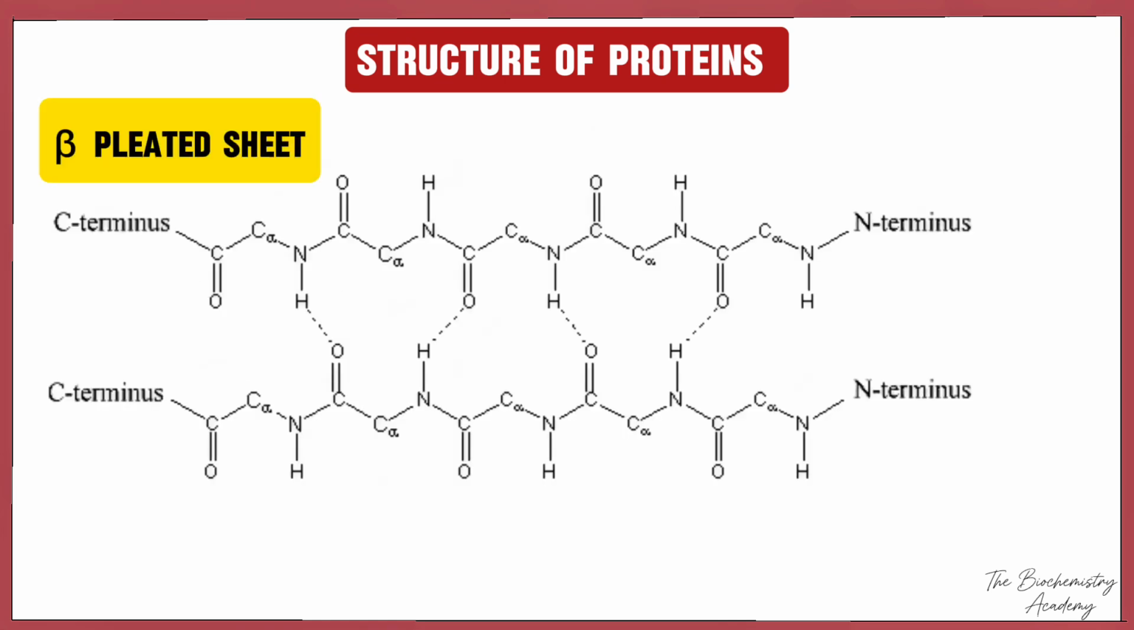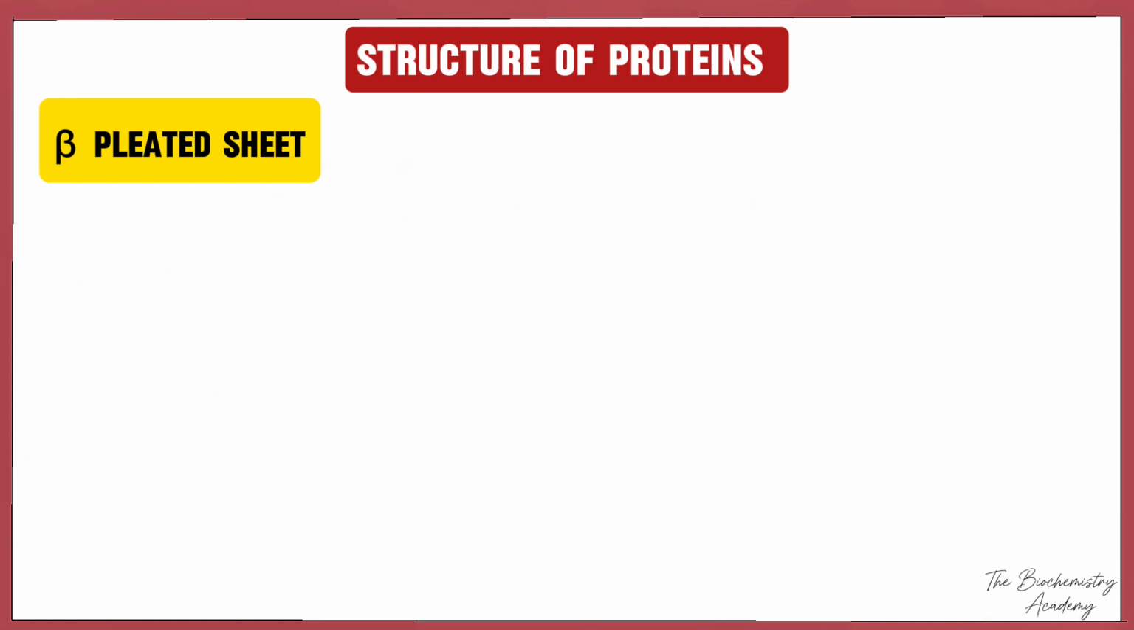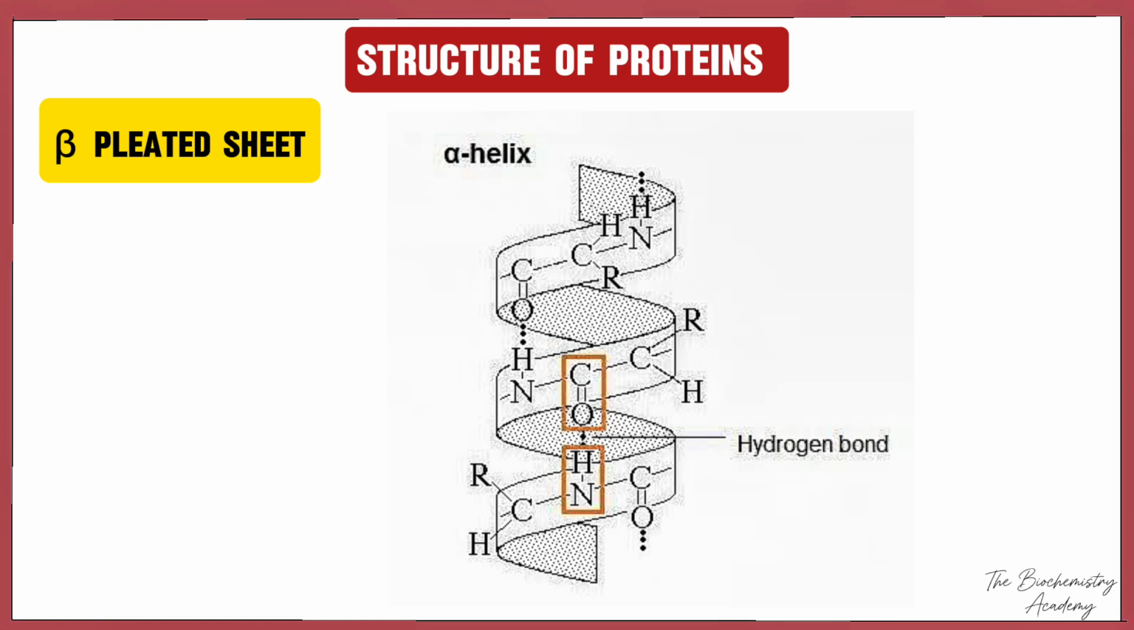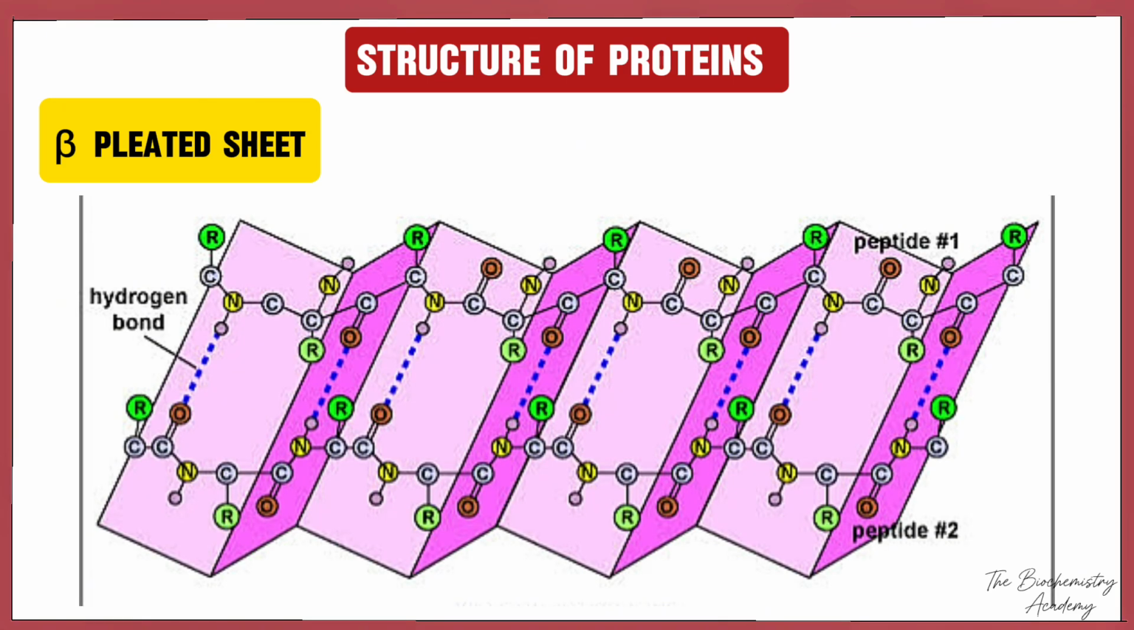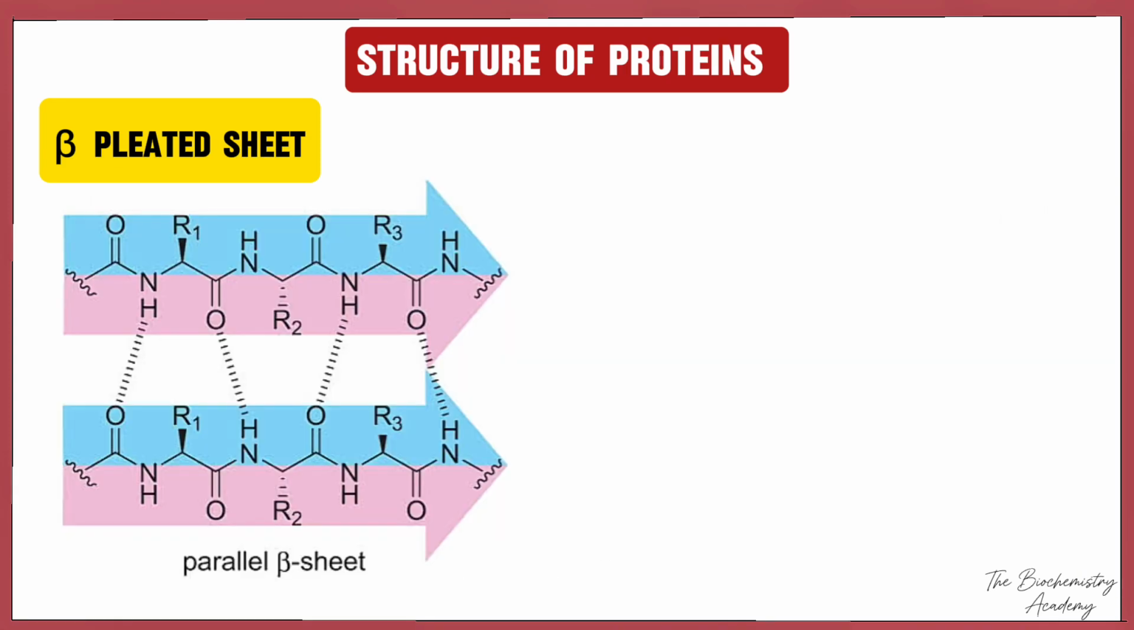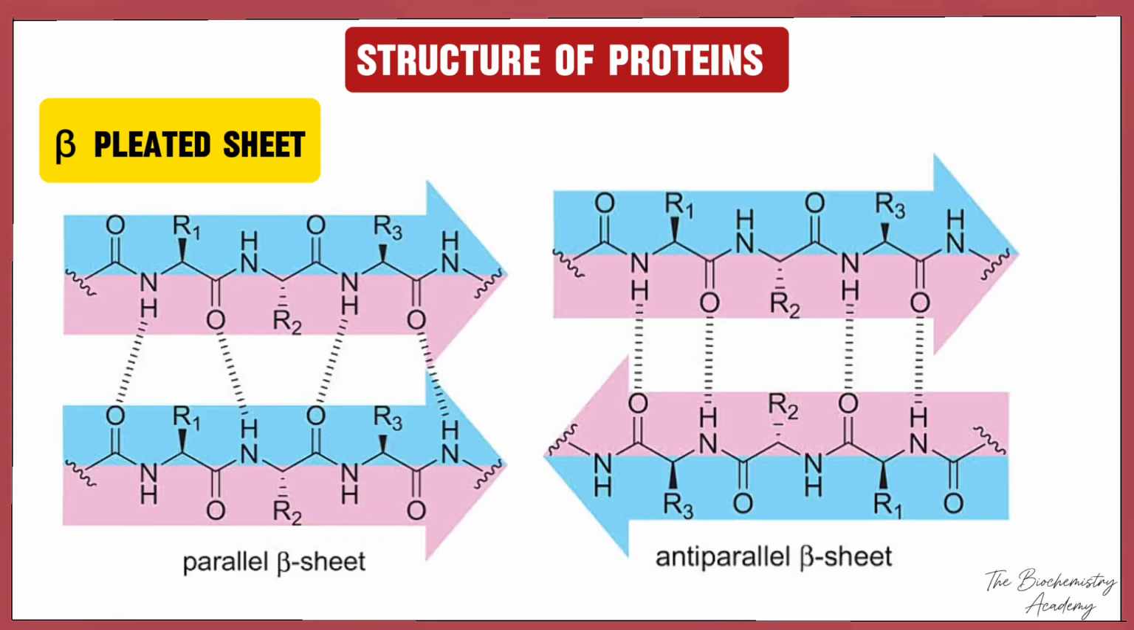The beta-pleated sheet is the other secondary structure of protein. Now, in the α-helix, the hydrogen bonding was within the same peptide chain, while in the beta-pleated sheet, the hydrogen bonding is formed between two different polypeptide chains or the same polypeptide chain. The beta-pleated sheets can either be arranged in a parallel or an antiparallel fashion.